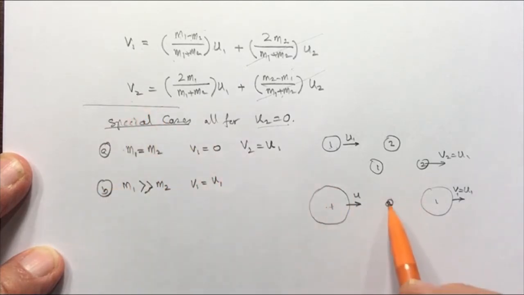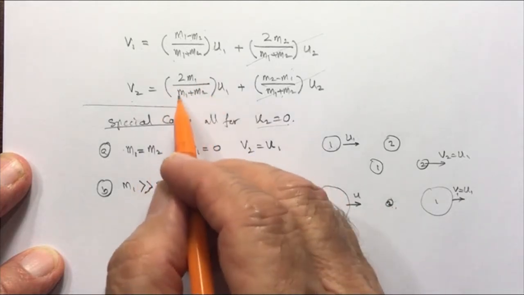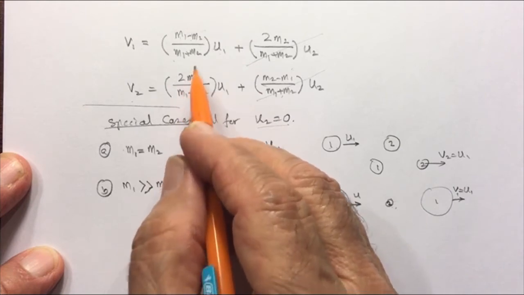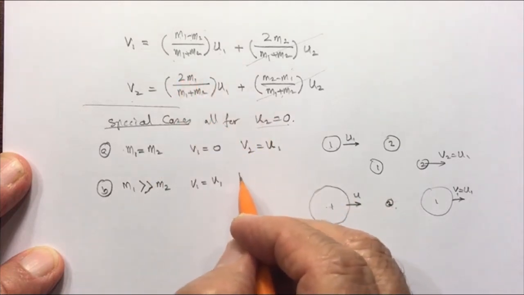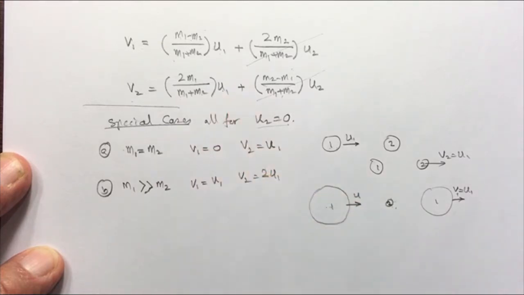v2, the speed of the lighter one. If m1 is much greater than m2, we can ignore this. So we have m1 over m1, which cancel out. We're left with a 2. It's 2u1. So that means that this small one will be going off at 2 times u1. So it's going to go off rather fast.